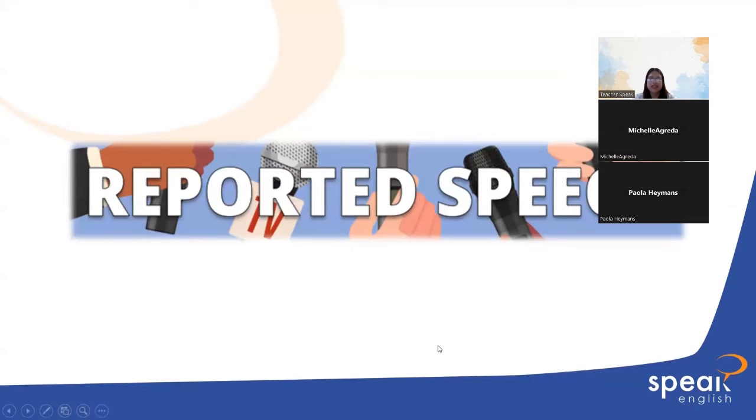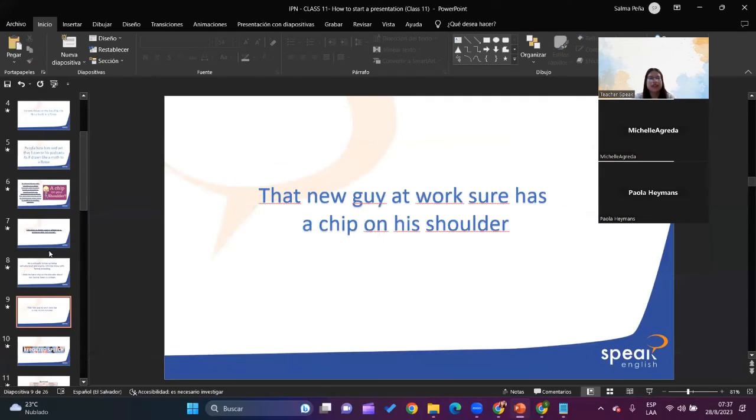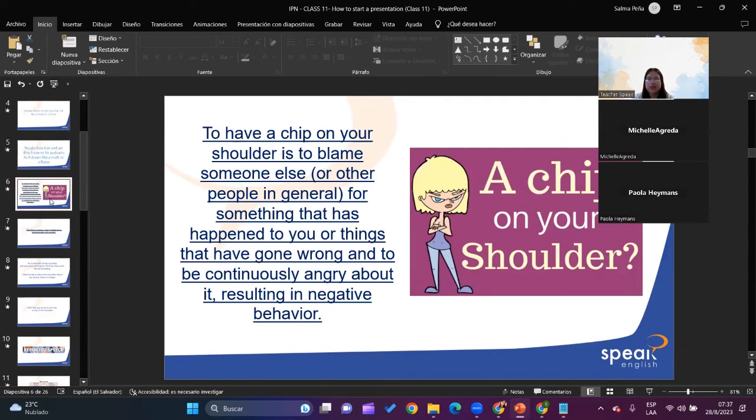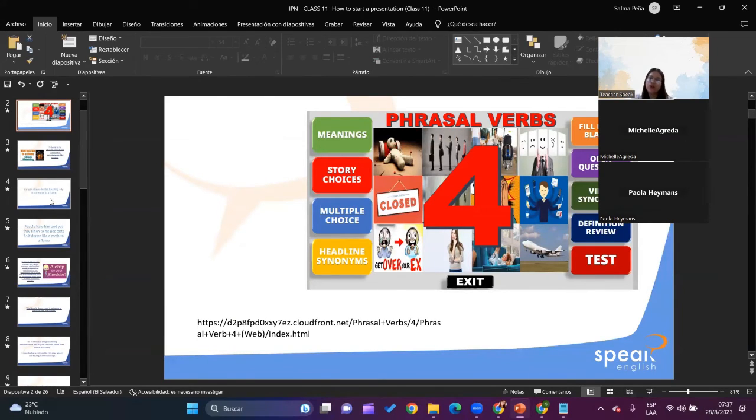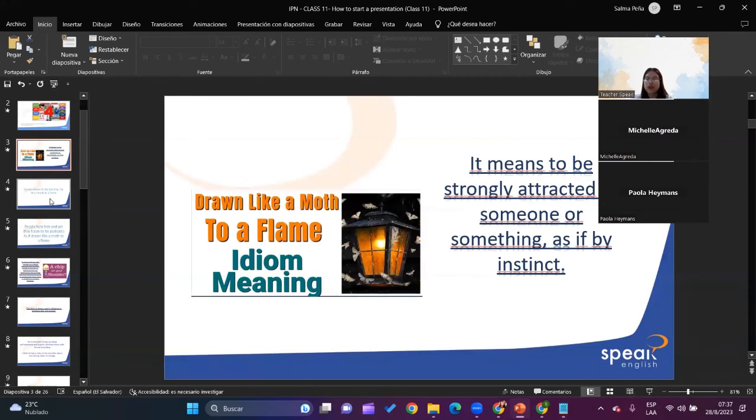Okay, so those were the two idioms for today. A chip on your shoulder and drawn like a moth to a flame. Yes. And the ones that we had at the beginning were phrasal verbs, right? It's like a verb with something else. And those have a figurative meaning. So that's why they are idioms.